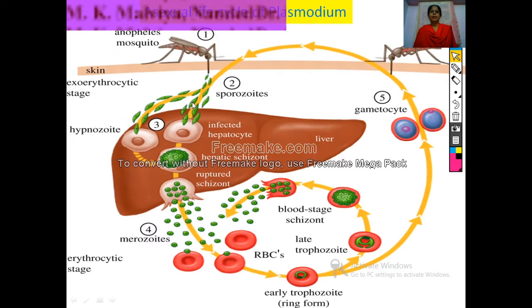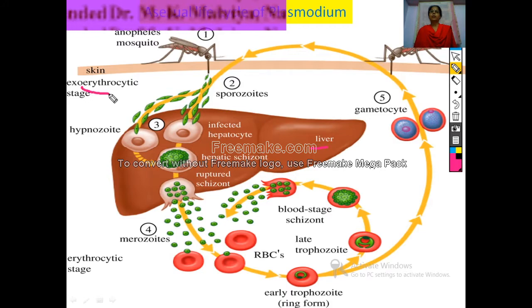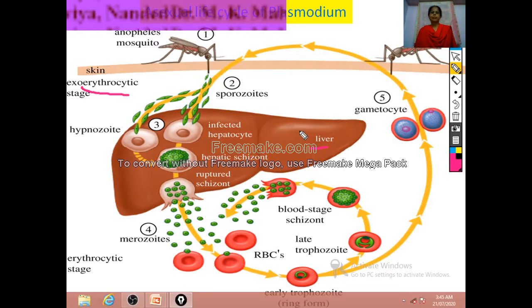bloodstream of that man, and from there they go to the liver of the same man, and in the liver they start the life cycle which is called liver schizogony. Previously I have told you that in the liver two types of cycles happen. One is called pre-erythrocytic schizogony and the other one is called exoerythrocytic cycle.